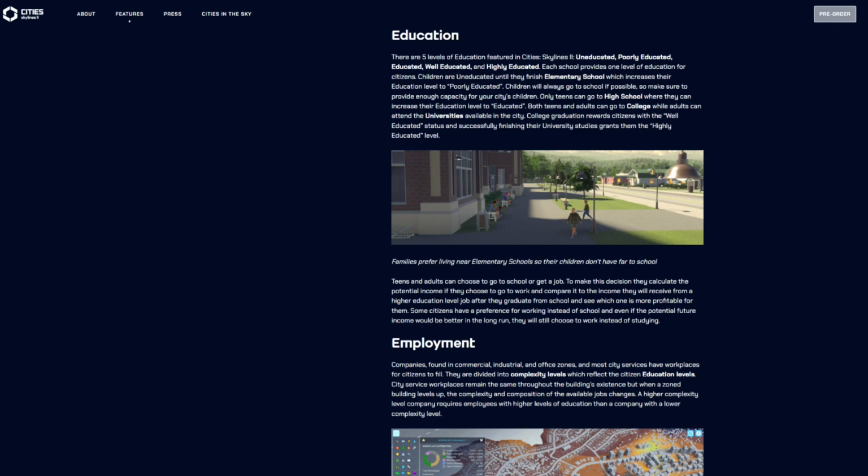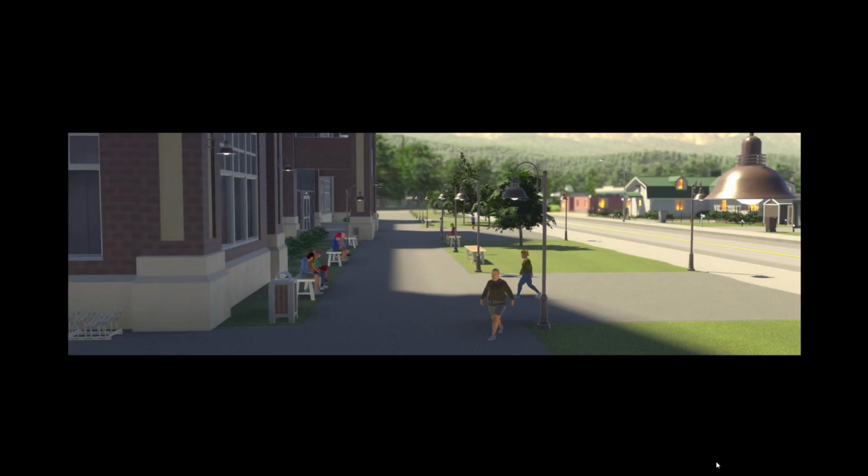And then both teens and adults can go to college, while adults only can attend the universities available in the city. College graduation rewards citizens with the well-educated status, and successfully finishing their university studies grants them highly educated. Families prefer living near elementary school so their children don't have far to walk to school. So I don't know. That's clearly a typo. But anyway, yeah, so in here we just have like a schoolyard. We see some students coming in.